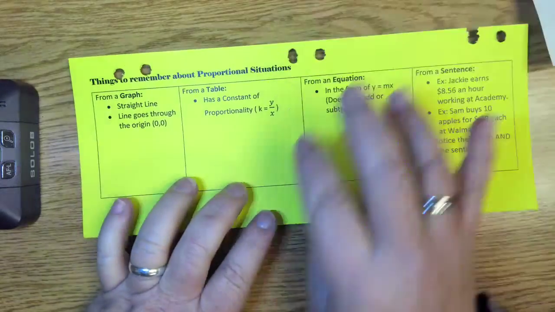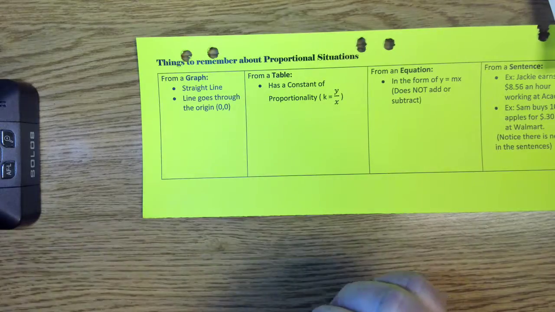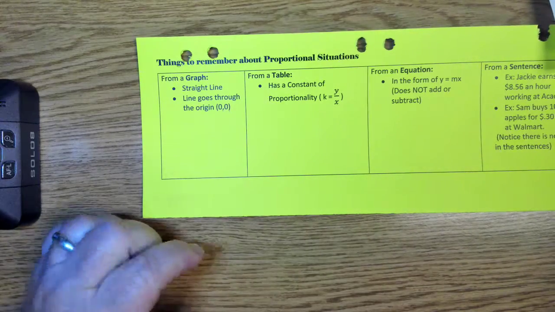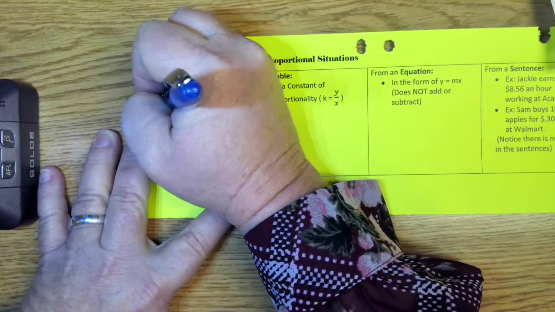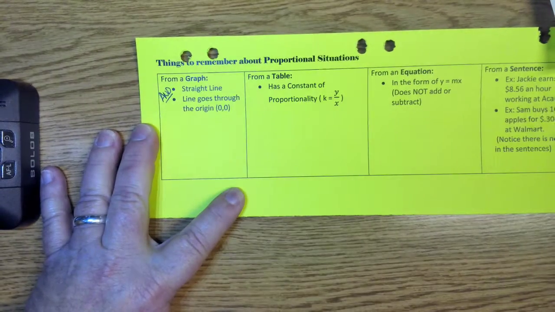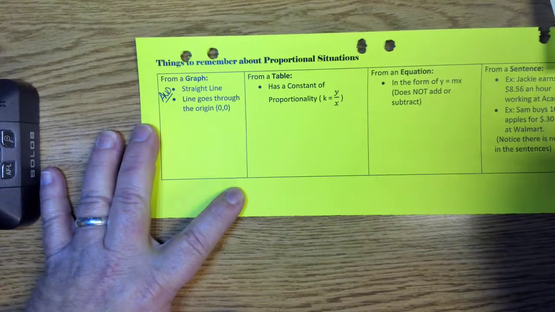Meant to put in your notebook to help remind you. And we need to remember that from a graph, you must have a straight line, and this is a big key. This is both, and both of these things must occur in order for that graph to be proportional. The line must go through the origin.